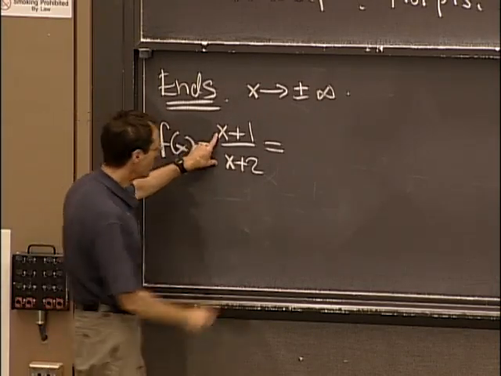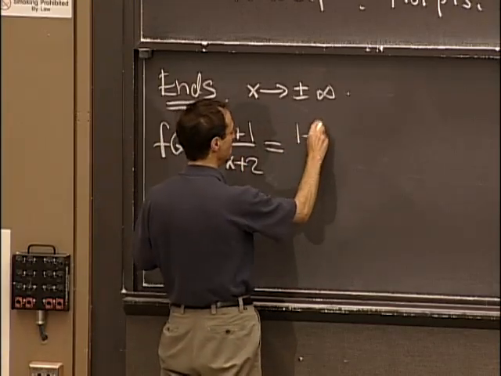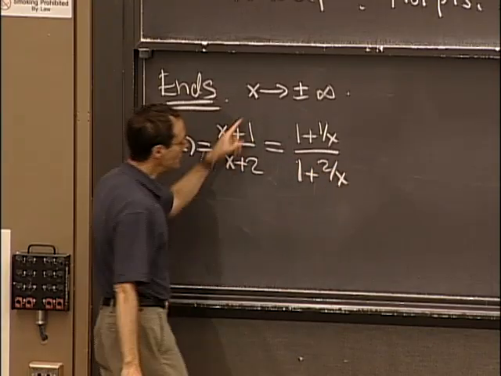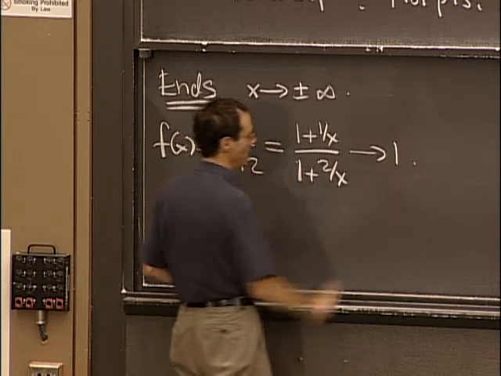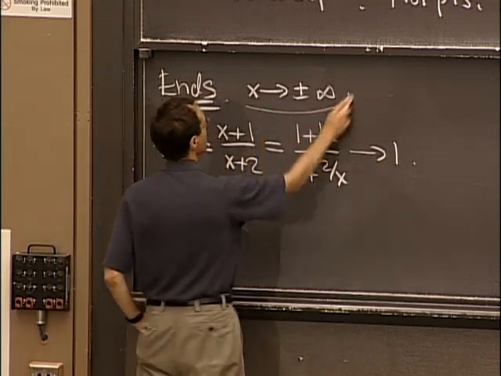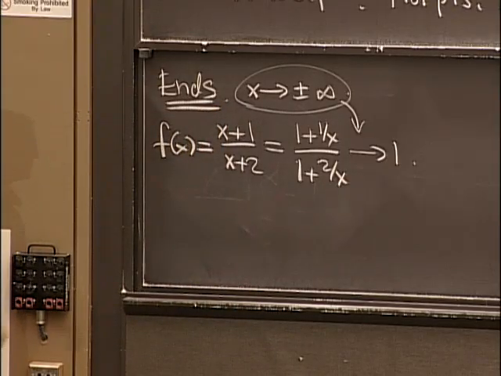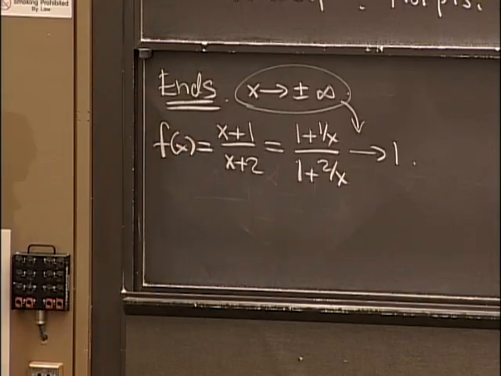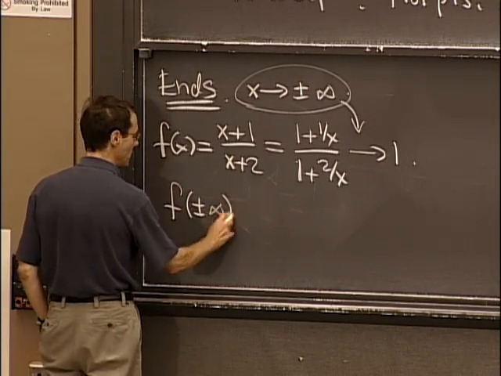And here, the way to do it is to divide by x in numerator and denominator, right, as a 1 plus 1 over x, 1 plus 2 over x. And then you can see what happens as x goes to plus or minus infinity. It just goes to 1. All right, so no matter whether x is positive or negative, when it gets huge, these two extra numbers here go to 0. And so this tends to 1. So if you like, you could abbreviate this as f of plus or minus infinity is equal to 1.